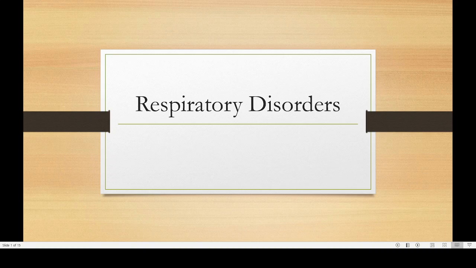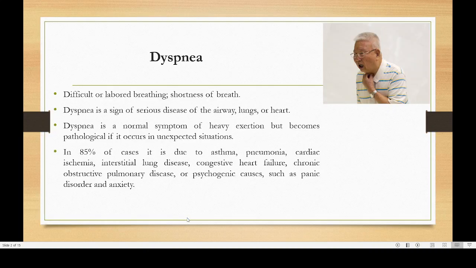With respiratory disorders, here you can see a disorder which is not included in your syllabus, so I am not going to spend much time on that, but still you can understand the term dyspnea. Wherever you see the prefix dys, it means painful. Pnea means breathing or respiration. So if there is painful or difficult breathing, that is known by the name dyspnea.